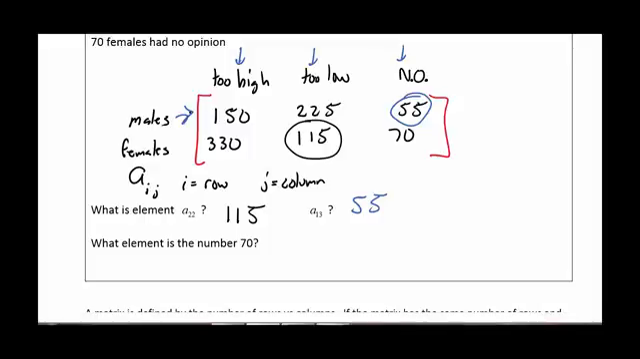And then lastly, what is the number 70? Well, here's the number 70, and it happens to be in row 2, and it's in column 1, 2, 3, column 3. So it's element 2,3.